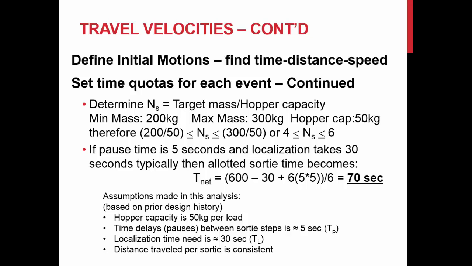We can pull that time out. And in the end, with 6 sorties, we'll find that in our best case scenario, we get to utilize 70 seconds in each run in order to get our required 5 sorties in the 600-second allotted mission time. Here again too, we've made some assumptions to go along with this about hopper capacity, time delay, localization time, and the distance traveled in each sortie being consistent.